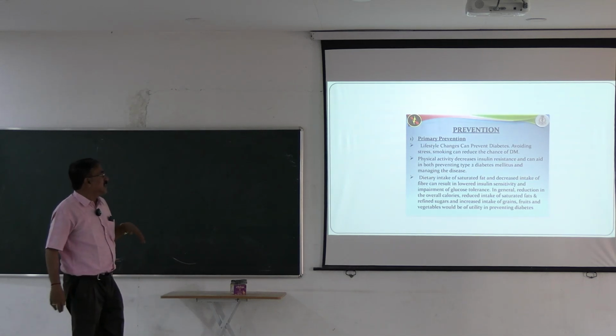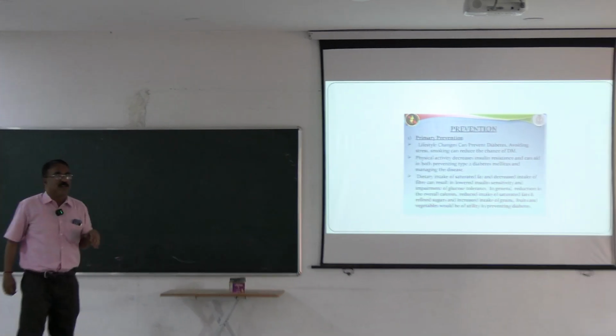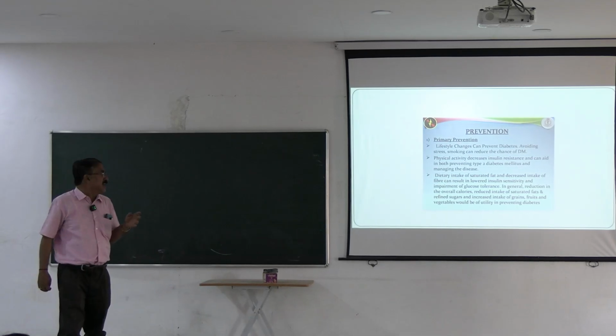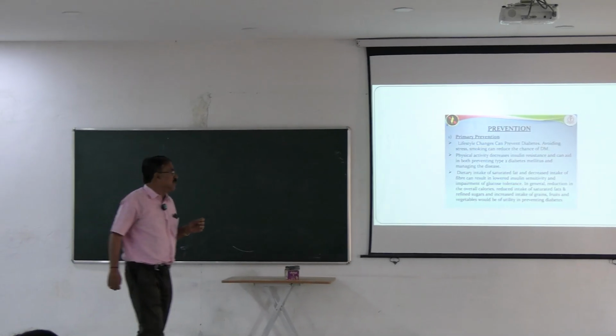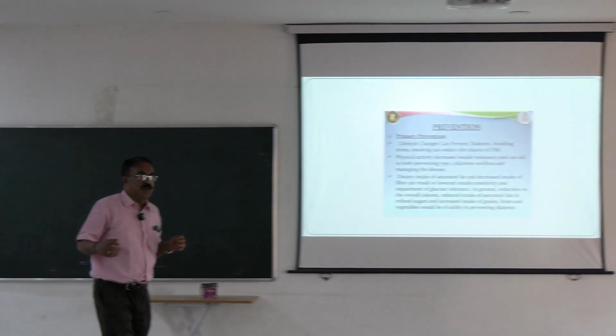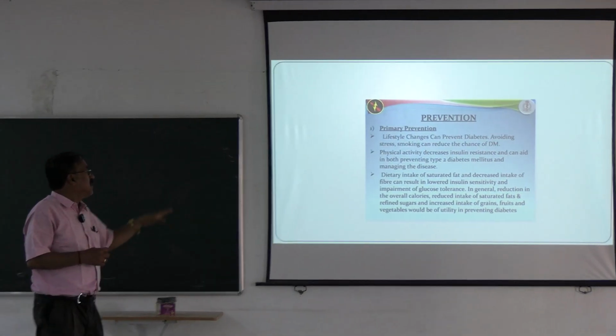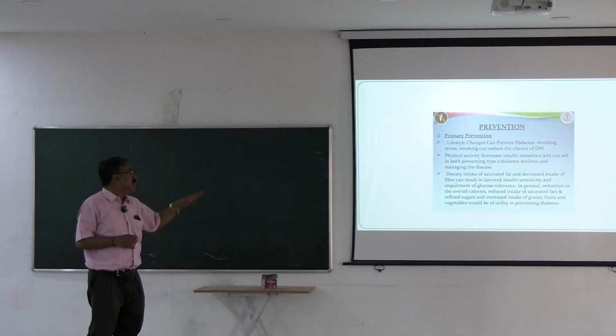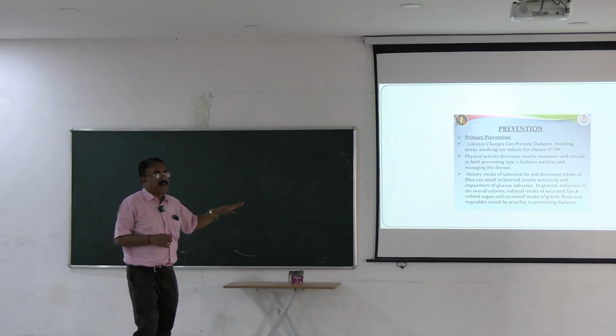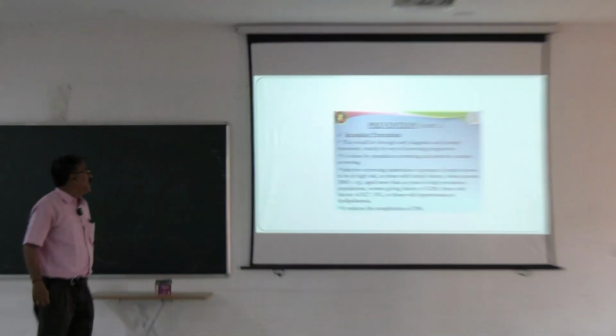Okay. So in general, reduction in overall calories, reduced intake of saturated fat, and increased intake of grains, fruits, and vegetables would be useful in preventing diabetes. So lifestyle changes can prevent diabetes to a large extent: physical activity and dietary changes.